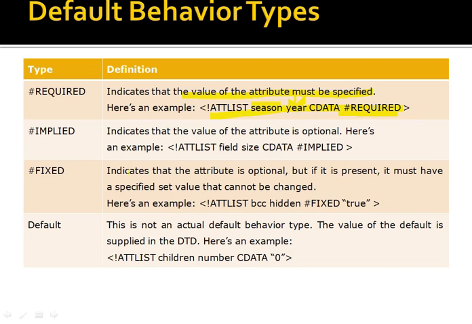The value for the attribute is optional. That is implied. So look at this. Field is an element, size is an attribute, and the value is implied. That means the value for this attribute is optional. When it is given, it should take this type of data.